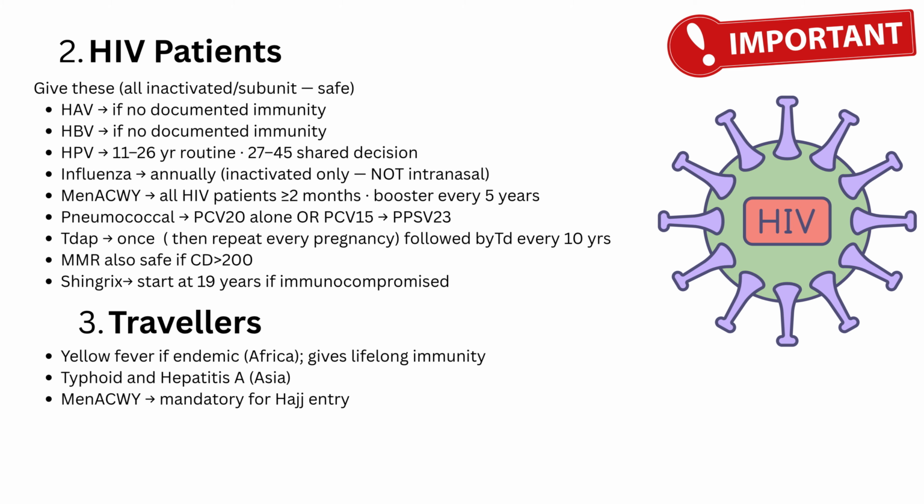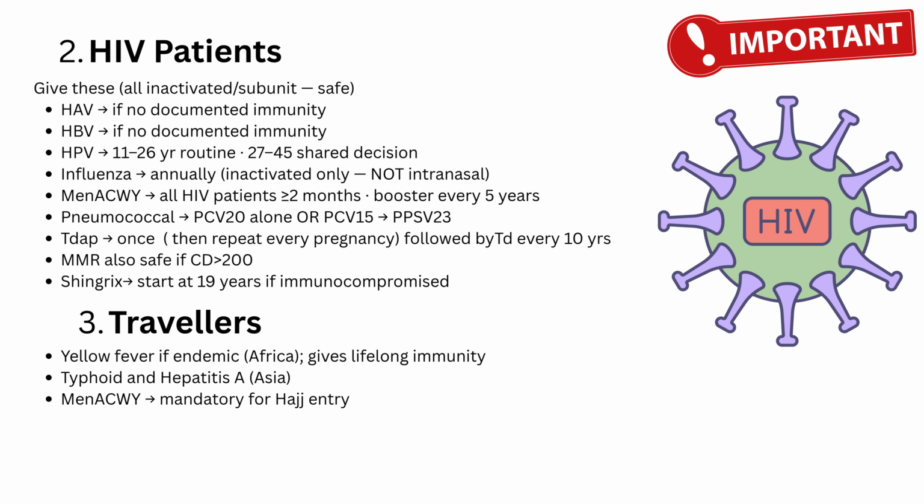Meningococcal ACWY vaccine is recommended for all HIV patients starting from 2 months of age, with a booster every 5 years. Pneumococcal vaccination can be given as either PCV20 alone or PCV15 followed by PPSV23. Tdap is given once in adulthood, and then repeated in every pregnancy, followed by TD boosters every 10 years.